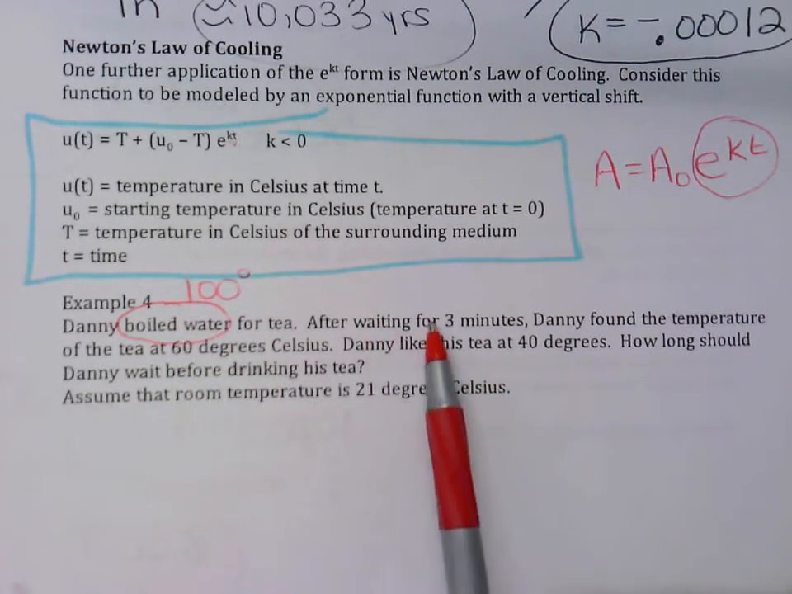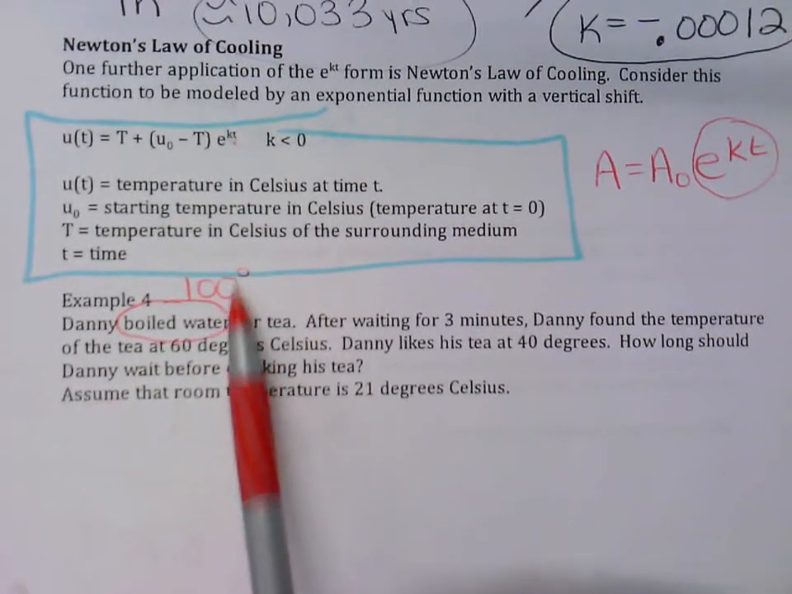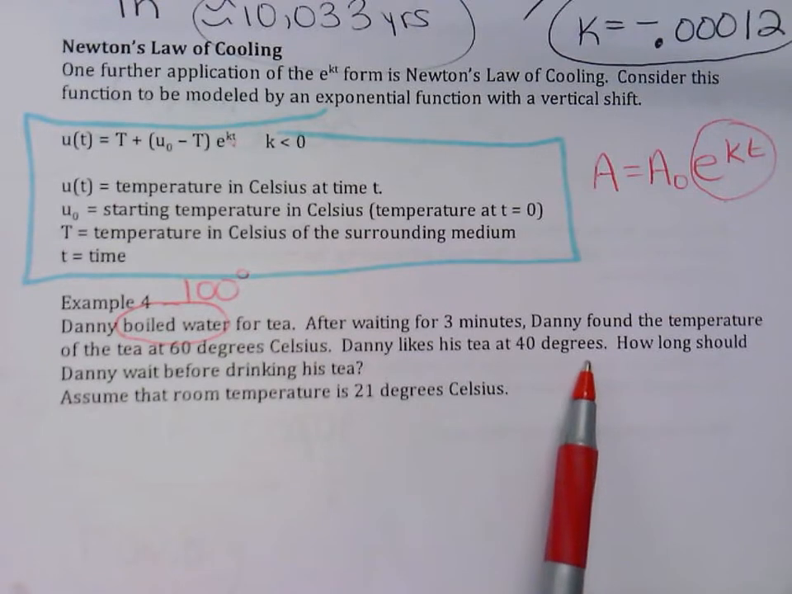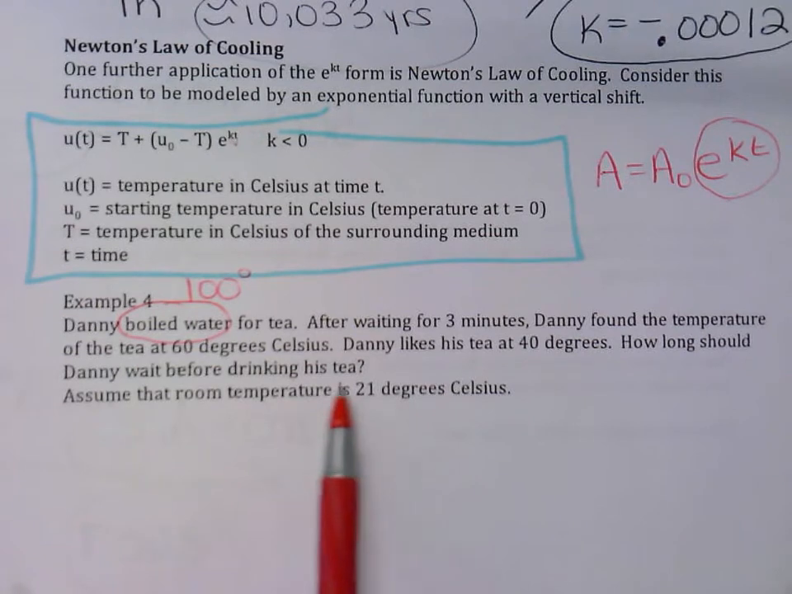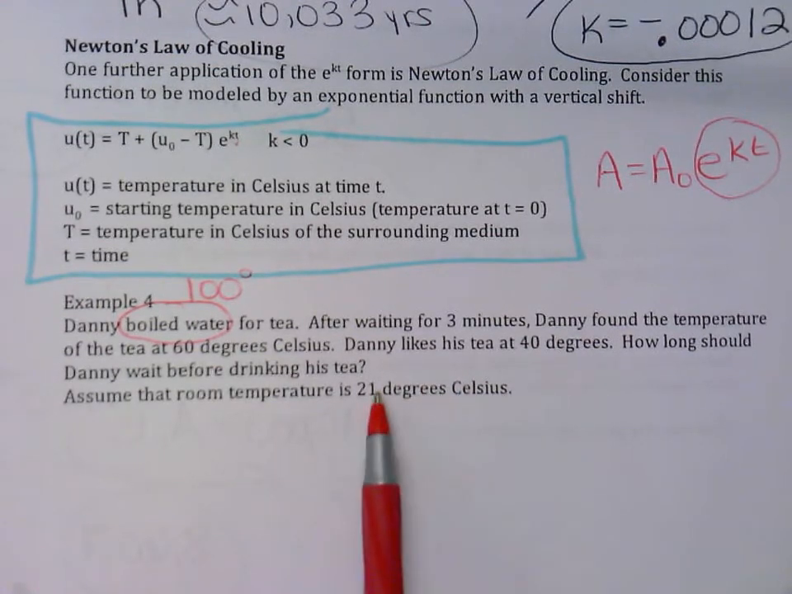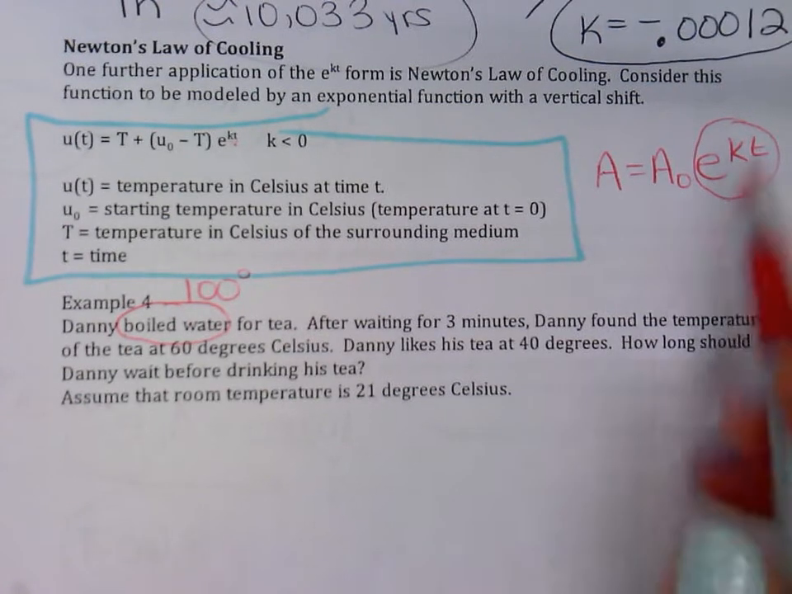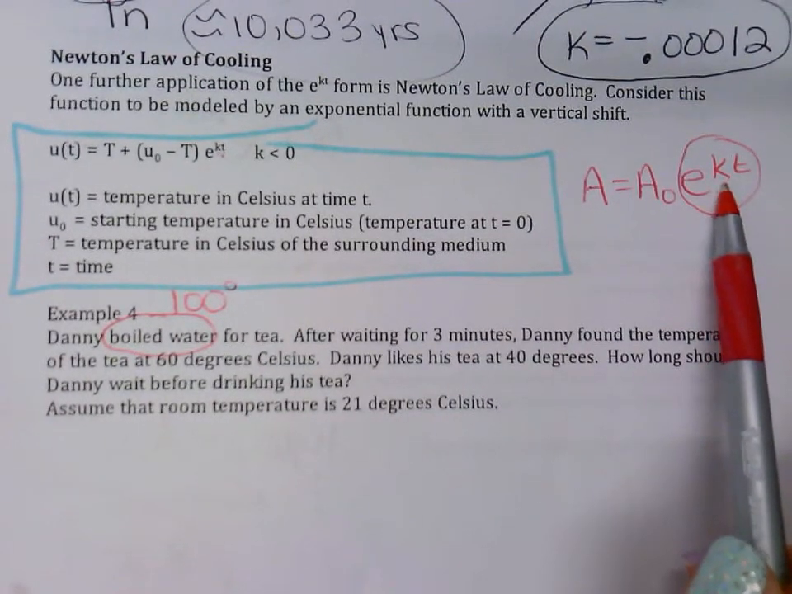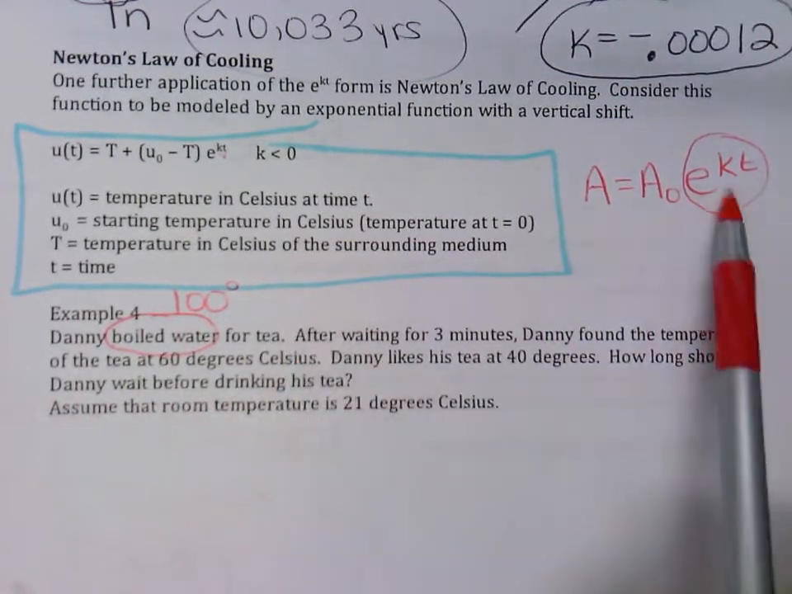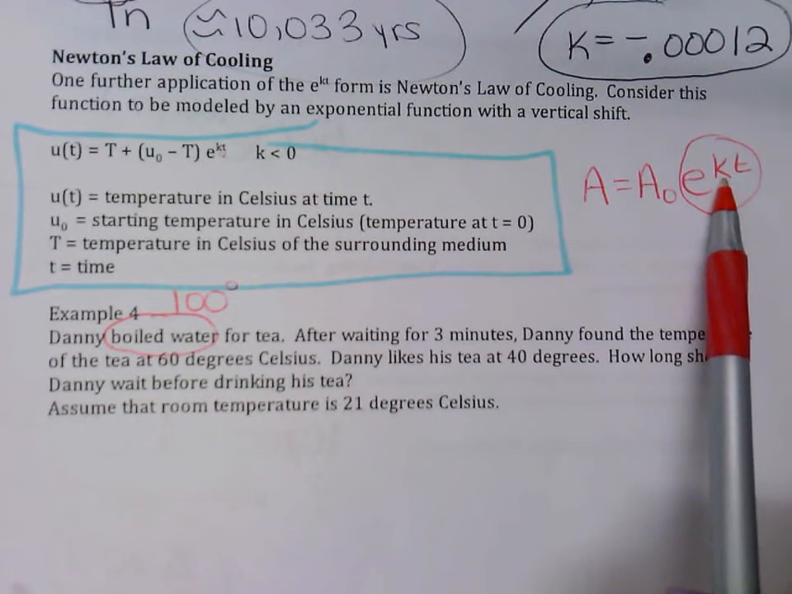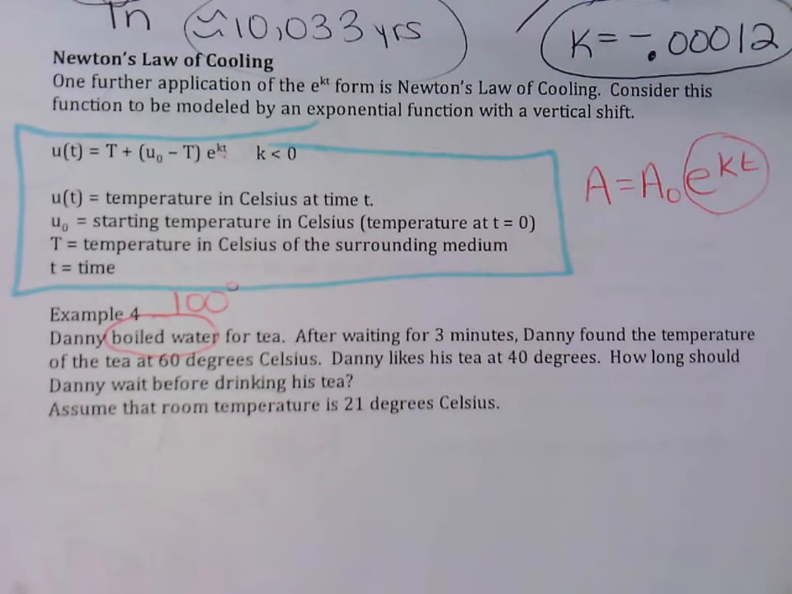After waiting for 3 minutes, Danny found the temperature of the tea to be 60 degrees. That's how fast it cooled. Danny likes his tea at 40 degrees Celsius. How long should he wait before drinking his tea? Assume room temperature is 21 degrees Celsius. That's about our 70 degrees, like our comfortable room temperature. So we do not know the K value for this mug or this tea, right? How fast is it cooling? So we're going to do the first part of the problem to calculate our K value. Then we can redo the problem and say how long he has to wait for it to get to 40 degrees.